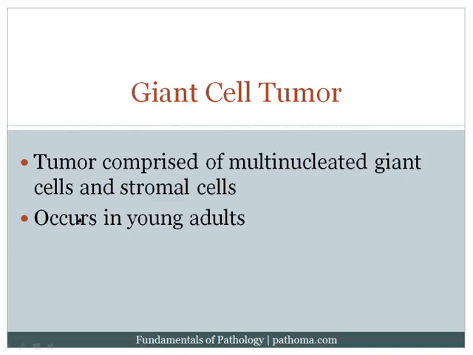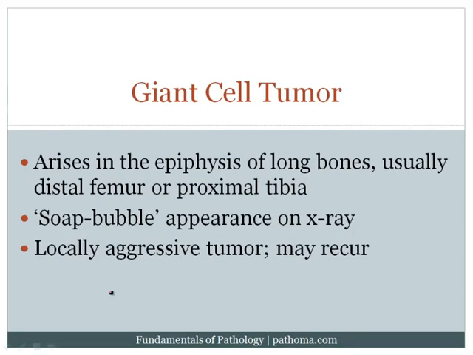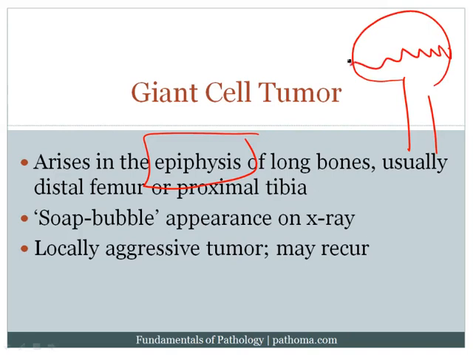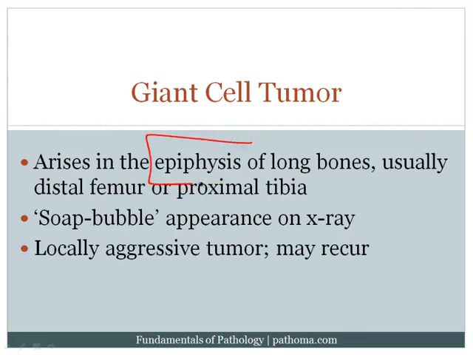Giant cell tumor is a tumor comprised of multinucleated giant cells and stromal cells. It occurs in young adults. One of the very high yield points is that it arises in the epiphysis. Now, of course, this is the diaphysis, and here's the metaphysis, and up here is the epiphysis. Now, this is very important because it's the only tumor that you need to know that's going to arise in the epiphysis. And so on board exam, if you have an epiphyseal tumor, that's basically giant cell of bone.